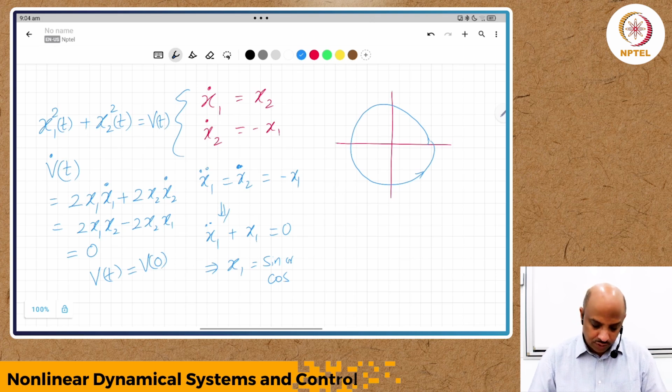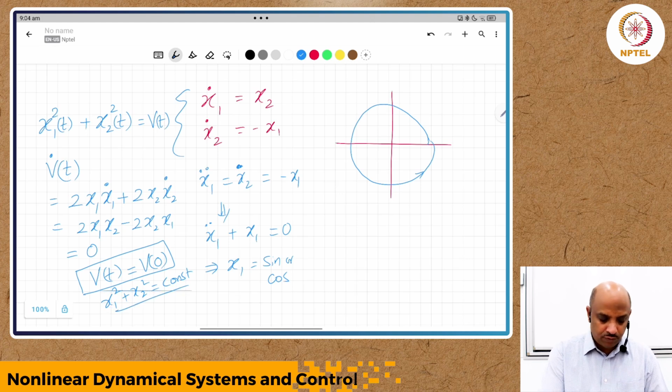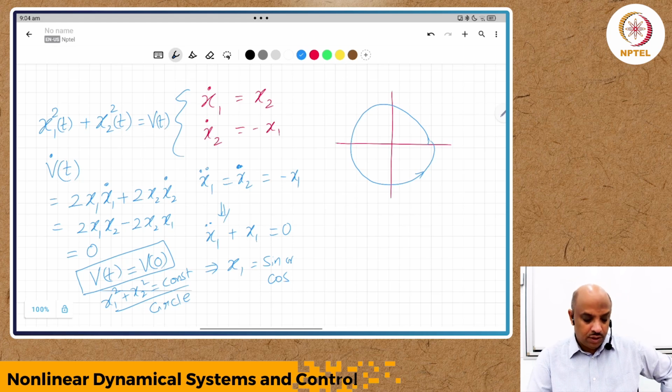At least we typically assume that we have an initial condition, and of course V of t is x1 squared plus x2 squared, which is constant, and that constant happens to be positive. When you substitute the initial condition, you get a positive constant, and that shows that this solution is going to be a circle. Not only is the solution a circle, this also shows invariance of that particular circle, right.